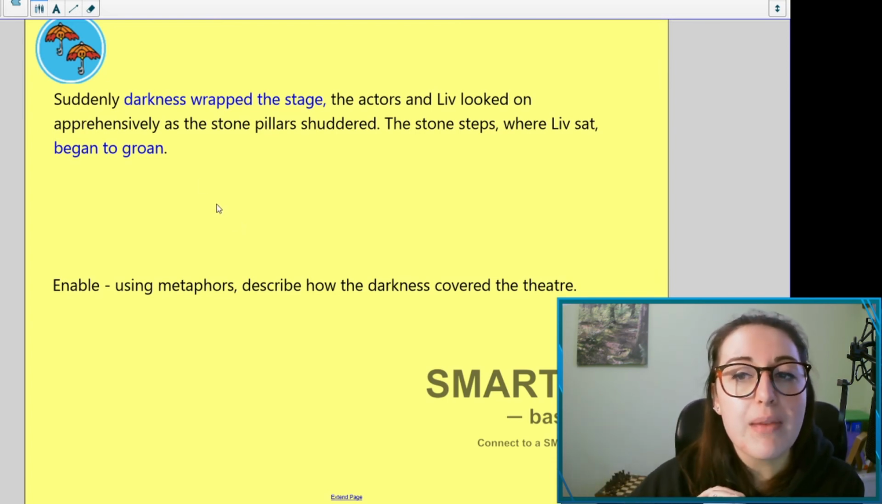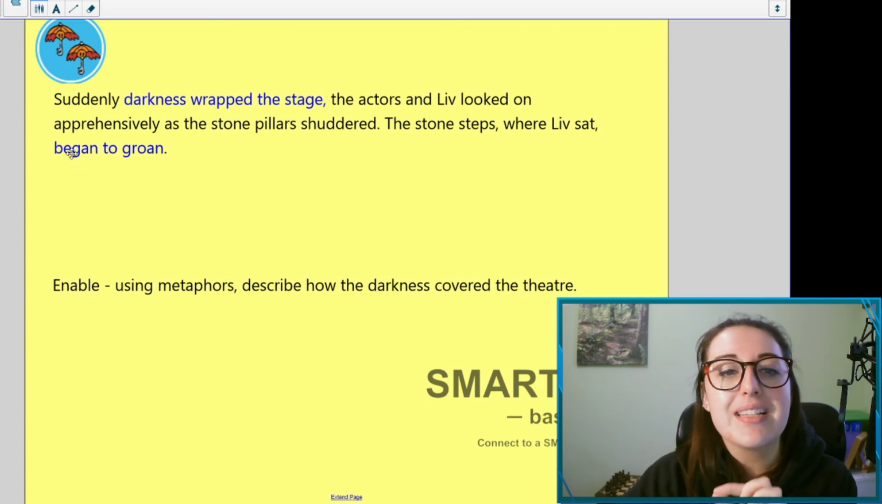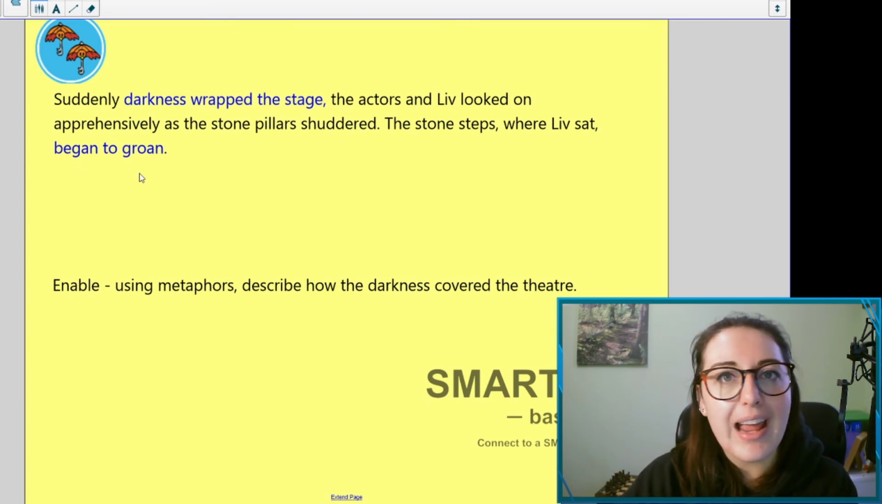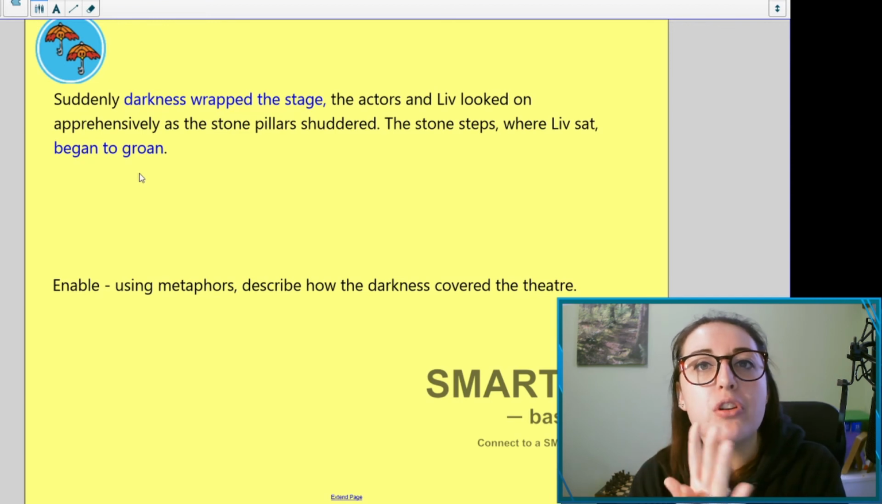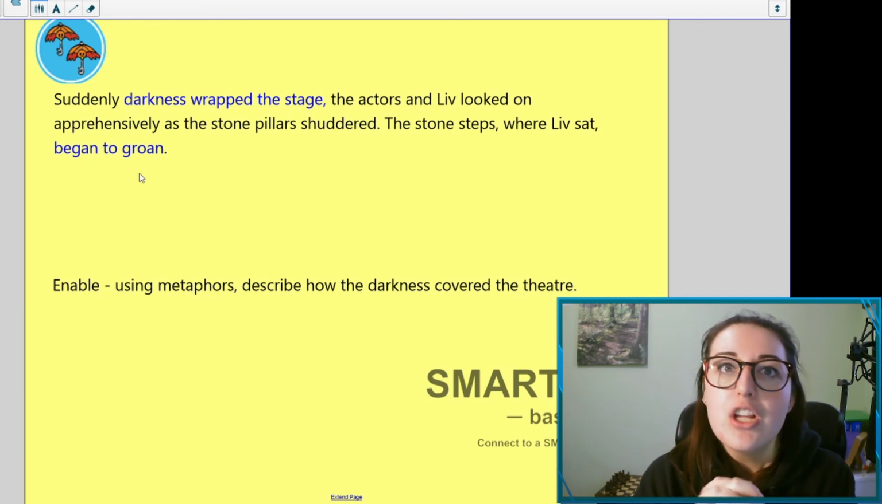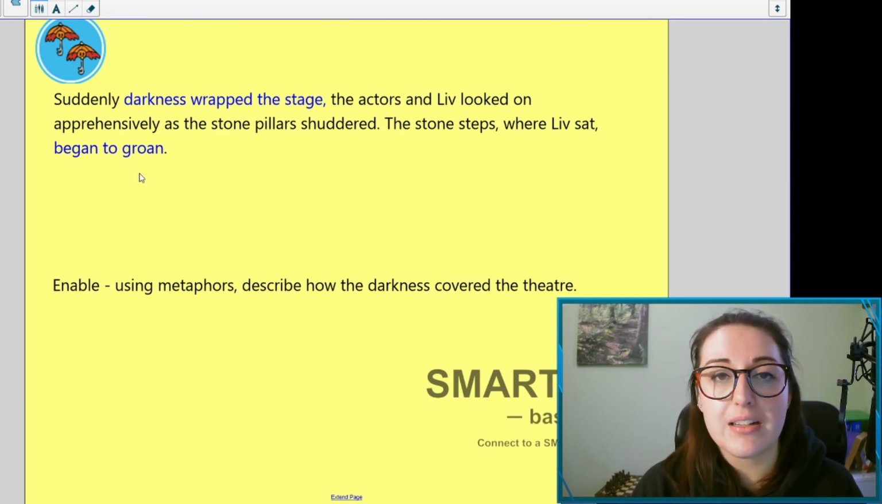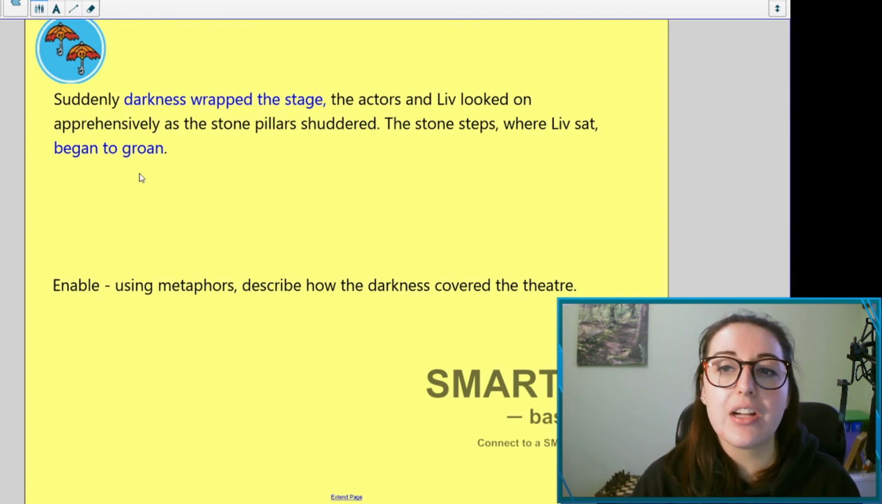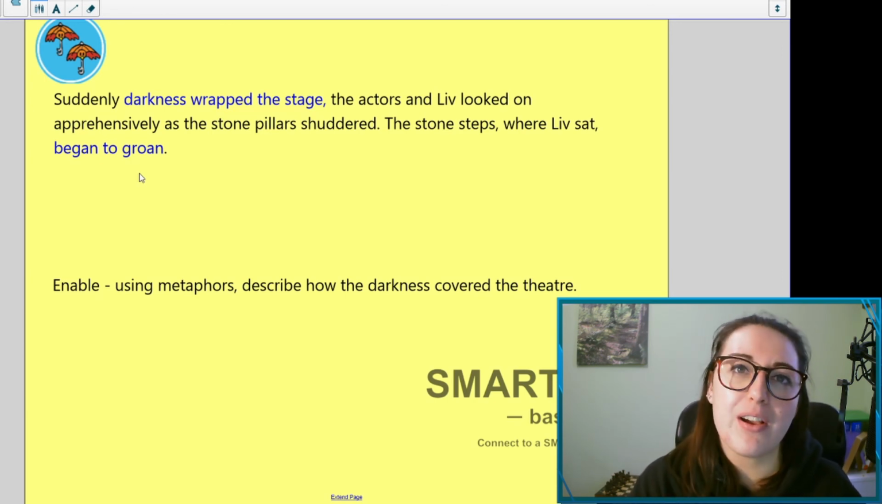And then I've used another metaphor where I've talked about the fact that the steps began to groan. Steps can't actually groan, but when things move and that stone is rubbing against each other, that is what it might sound like. So I'd like you to use metaphors in this last section. You could use that one that we've created together. You can add in extra ones as well if you'd like to deepen the moment. And I'd like you to describe how darkness covered the theatre, please. 5-7 minutes, and then come back to me afterwards, please.